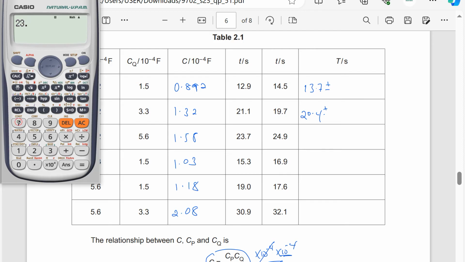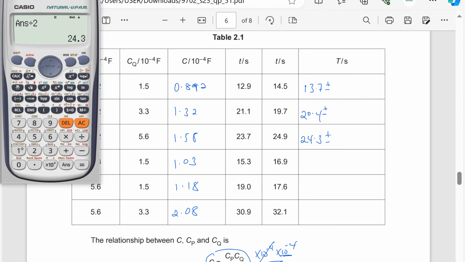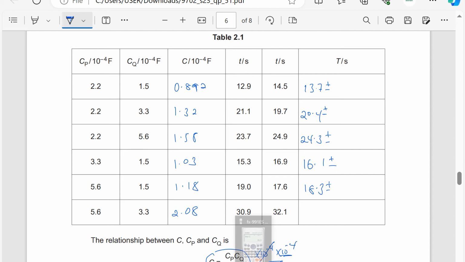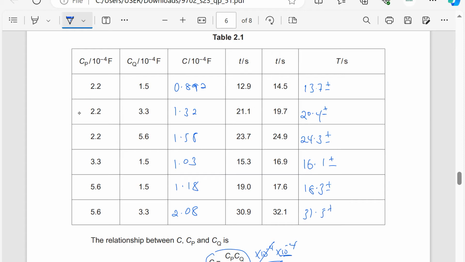The next is 23.7 plus 24.9 divided by 2. Remember, for repeated measurements, we get the average. That's why I'm summing up and dividing by 2. So this is 24.3 plus or minus. The next one is 15.3 plus 16.9 divided by 2. So this is 16.1 plus or minus. The next is 19.0 plus 17.6 divided by 2. So this is 18.3 plus or minus. The next is 30.9 plus 32.1 divided by 2. So this is 31.5 plus or minus.